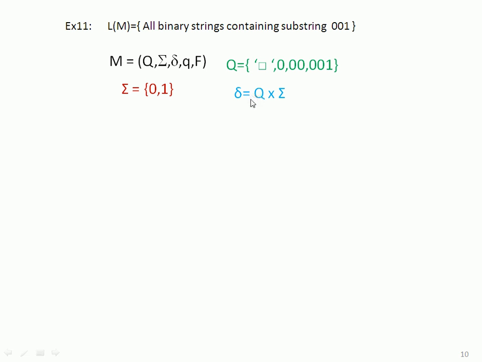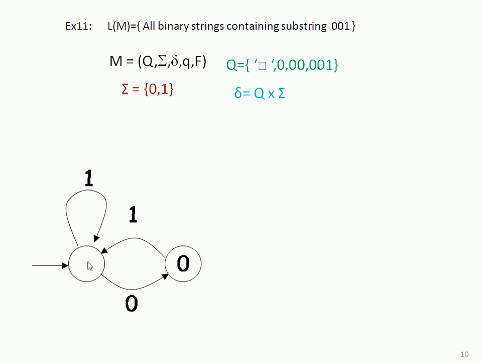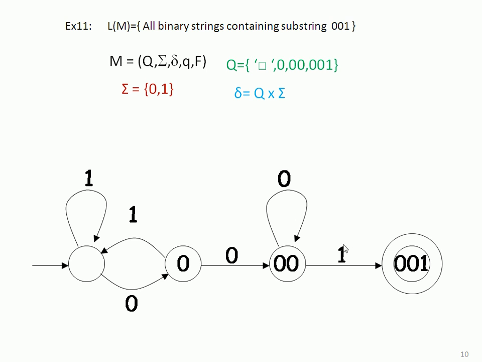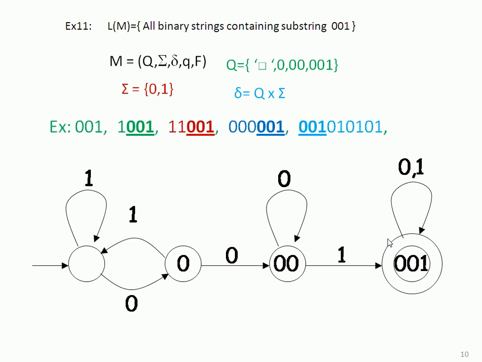So Q cross sigma, and we start with an initial state, which may be named q0. When we have 0, it will go to the next state. When it is 1, it comes back to the same initial state, the beginning state. From 0, if you give 0 input, you go to 0 0. At 0 0, if we have a 0, it remains in the same state, and when we have 1, it goes to the 0 0 1 state, right? After that, on input 0 comma 1, it remains in that state.